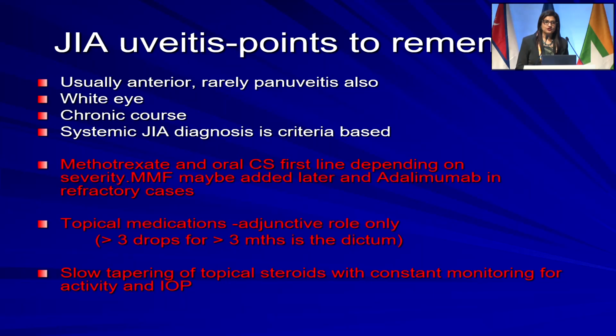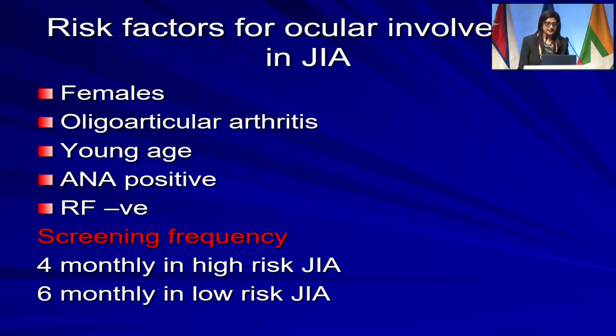The JIA diagnosis is not a blood test. It is criteria-based, so you will need help from a pediatrician or a rheumatologist for diagnosis. Methotrexate and oral corticosteroids are the first line, and you may add MMF later, and adalimumab in refractory cases. This was how we used to deal with it earlier, but now more and more we are shifting to first line adalimumab because it has excellent results in pediatric JIA uveitis. Topical medications have only an adjunctive role, and slow tapering of topical steroid with constant monitoring for eye activity and IOP is absolutely essential.